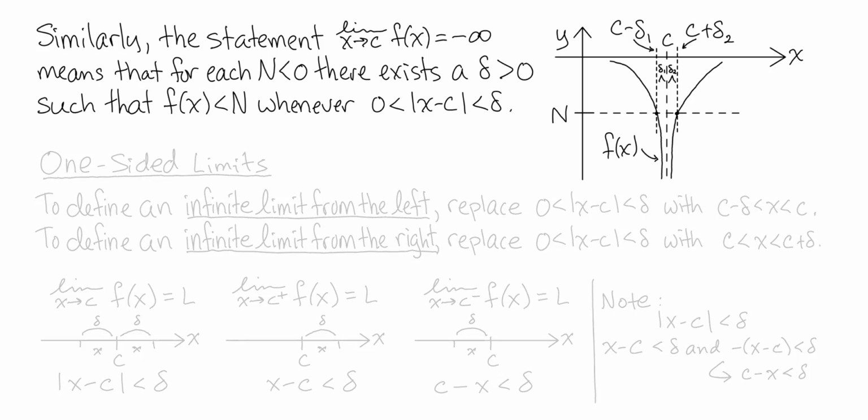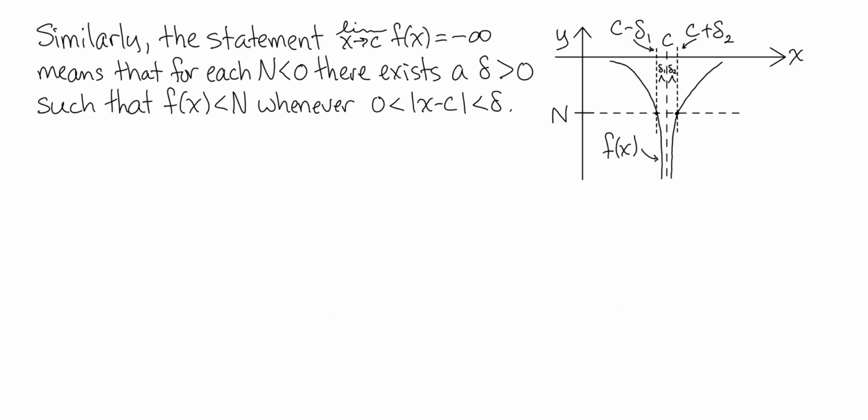We can also talk about limits going to negative infinity. So the statement, the limit as x approaches c of f of x equals negative infinity, means that for each n less than 0, no matter how largely negative it is, there exists a delta greater than 0 such that f of x is less than n whenever the distance between x and c is less than delta. So now instead of an m, I'm using an n to represent a negative value.